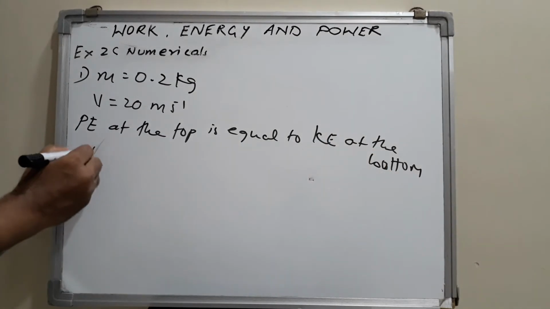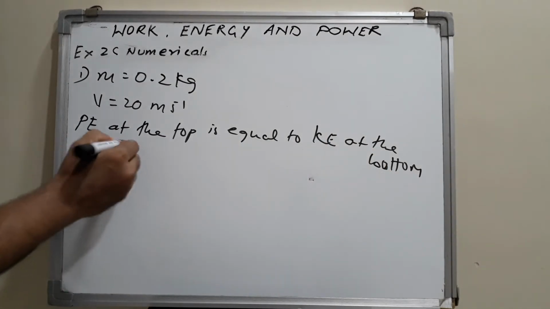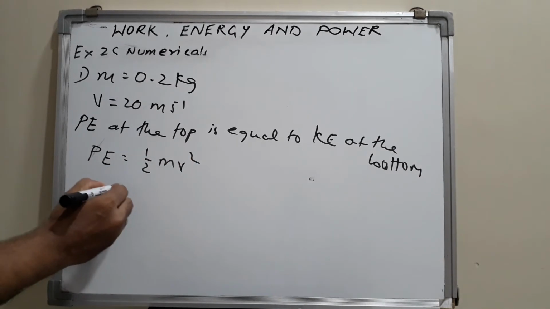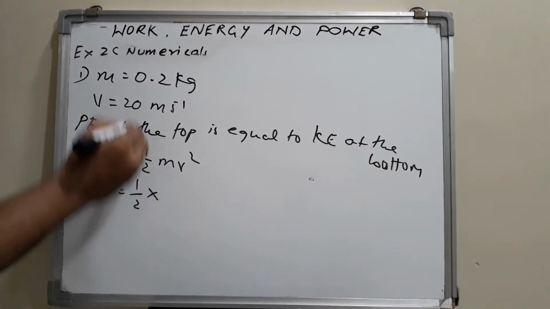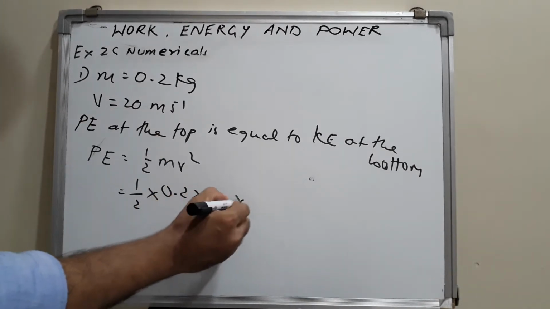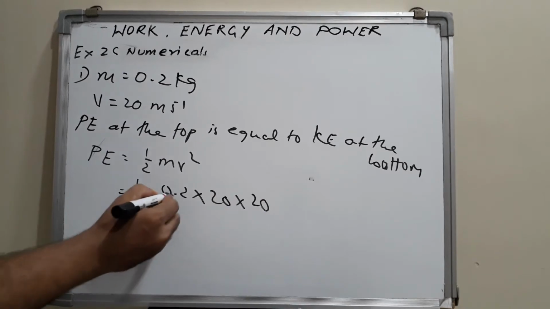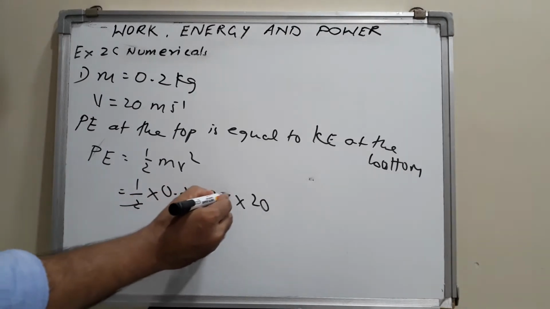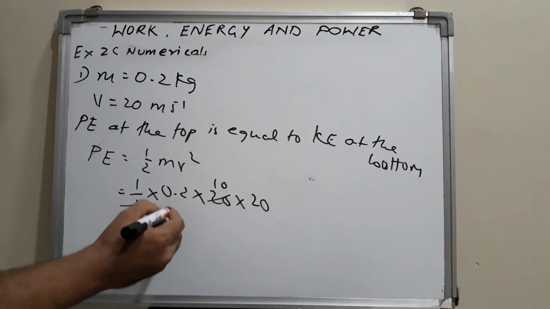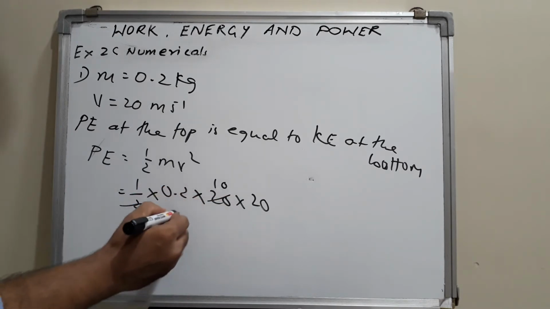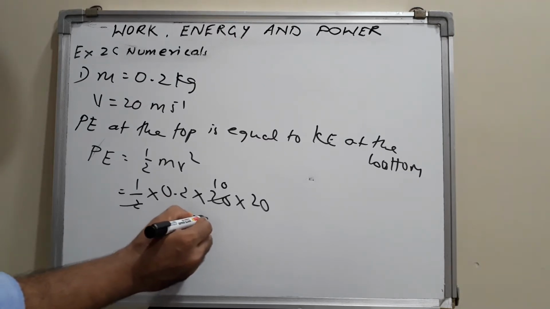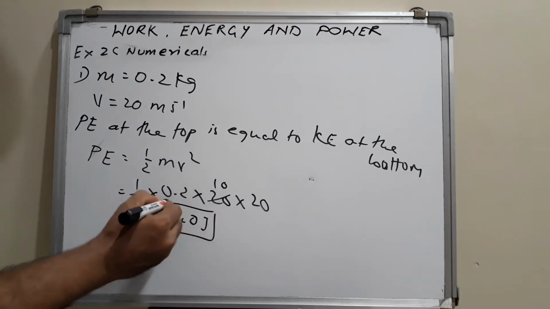So from that I will say PE equals half mv square, since it's equal to KE, which is equal to half into mass, which is 0.2, into velocity, which is 20 into 20 because it's squared. I'll cancel this with one of them. So it is 200 into 0.2. One decimal goes away. 2 2s are 4 and 1. So it's 40 joules as the first answer.